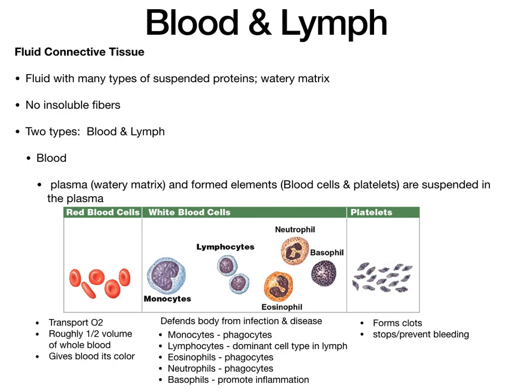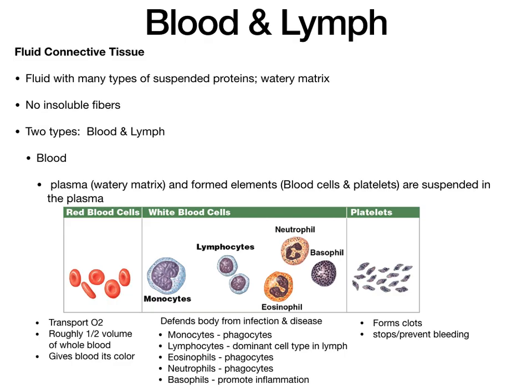Then we have our blood and our lymph. This is our fluid connective tissue. The fluid has many types of suspended proteins, and of course, it's a watery matrix. There are no insoluble fibers located in the blood or lymph. Obviously, there are two types that are considered fluid connective tissue, which are the blood and the lymph. Blood, this is a plasma matrix.